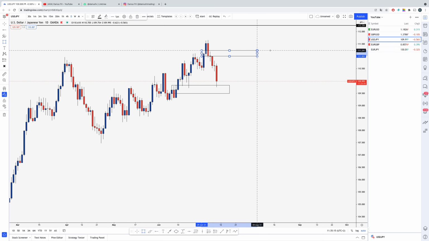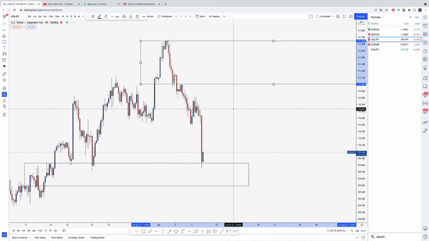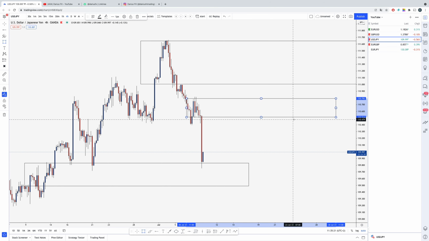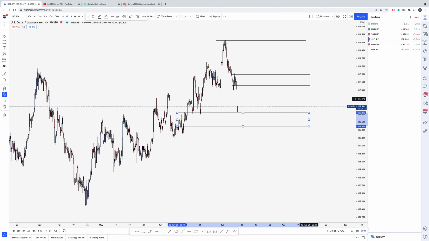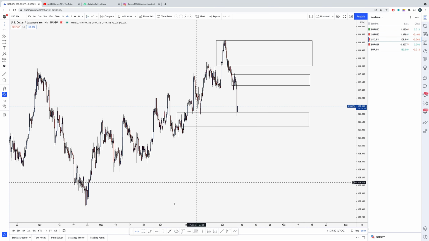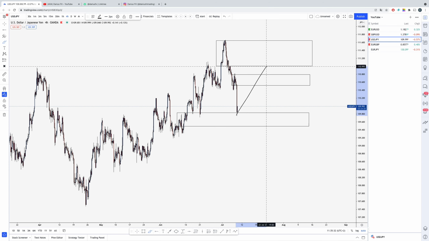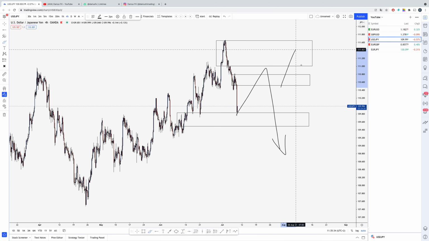So this whole range over here are potential shorts. We also got here a potential short. So you got some levels definitely for the USDJPY. Also here is not 100% clear. But from my point of view, it's clear. I'm going to look for shorts.